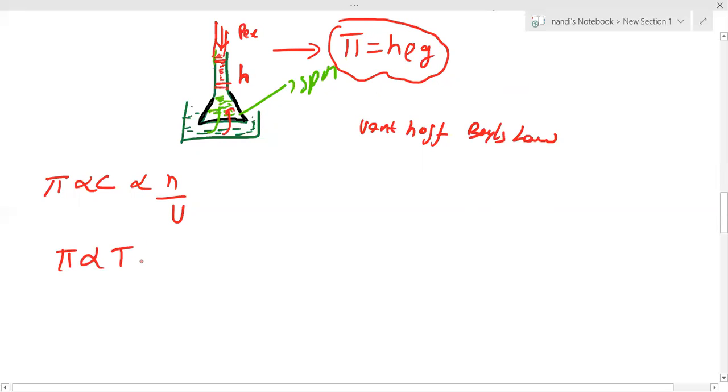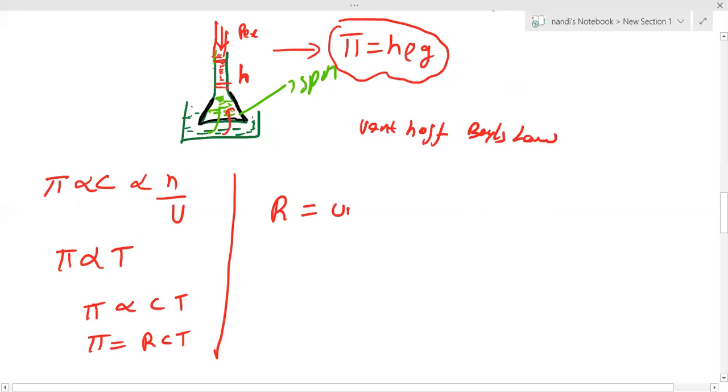Pi is directly proportional to temperature. This is one of Charles law. And this is one of Boyle's law. By using these relations, I get pi directly proportional to CT. I can remove the proportionality and write R C T. Clear? Here R equals the universal gas constant.